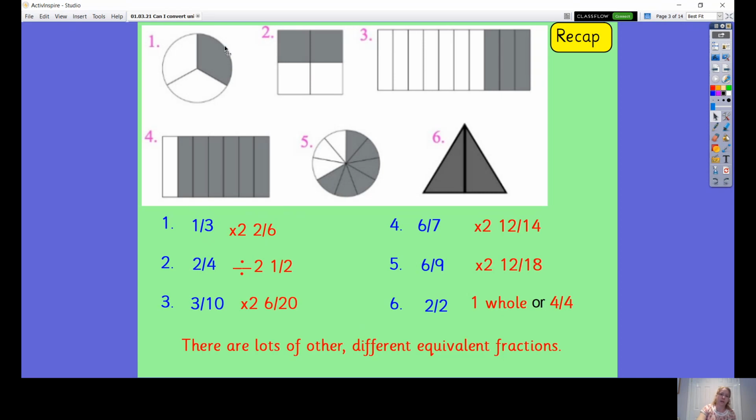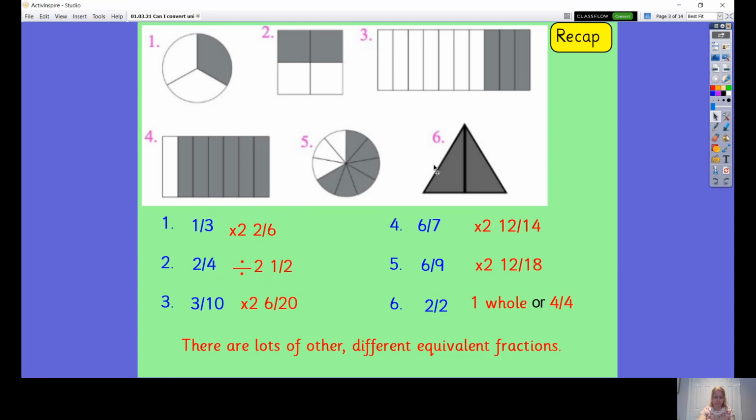So 1/3 is shaded, and then I times the top number by 2 and got 2, and I times the bottom number, 3 times 2, and got 6 to find my equivalent fraction. Then for the second one it was 2/4, and I decided to halve those, so divide by 2 to get 1/2, to say it's the same as half, or you could have doubled those or times 3 or whatever. You'll notice on lots of them for my examples I've times by 2, because that's just a really easy, straightforward way to do it. Don't need to do anything fancy. Just that they're all equivalent fractions.